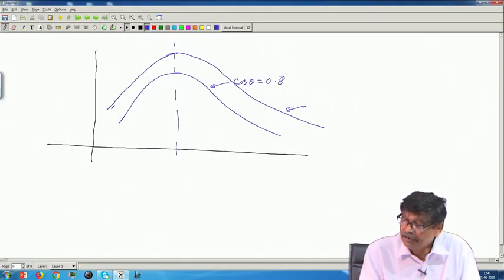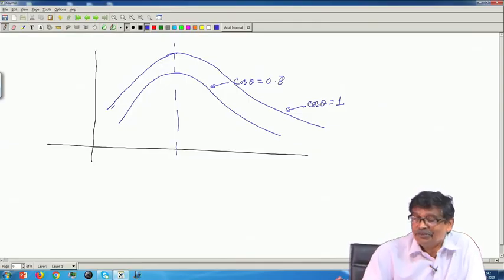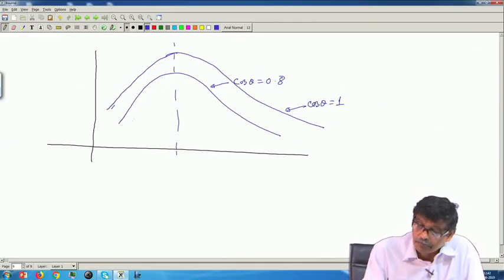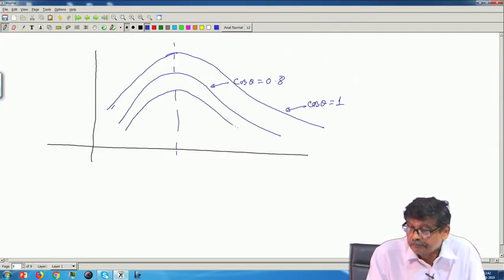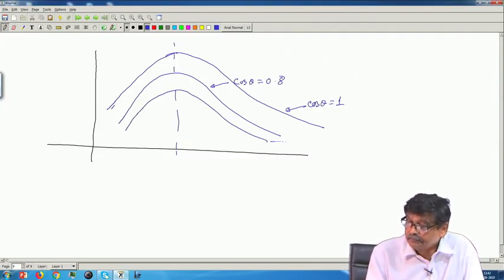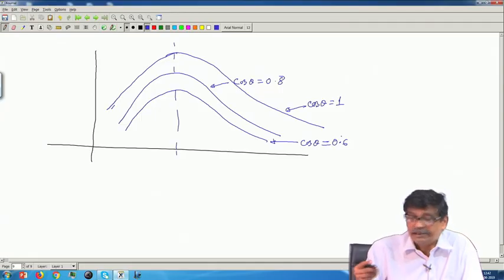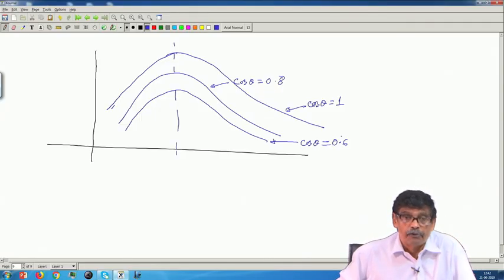This will correspond to cos theta equal to 1. It will be above cos theta equal to 0.8. If cos theta is equal to 0.6, it will be this. You can draw a family of curves. Now, I am not restricting cos theta to be 0.8.